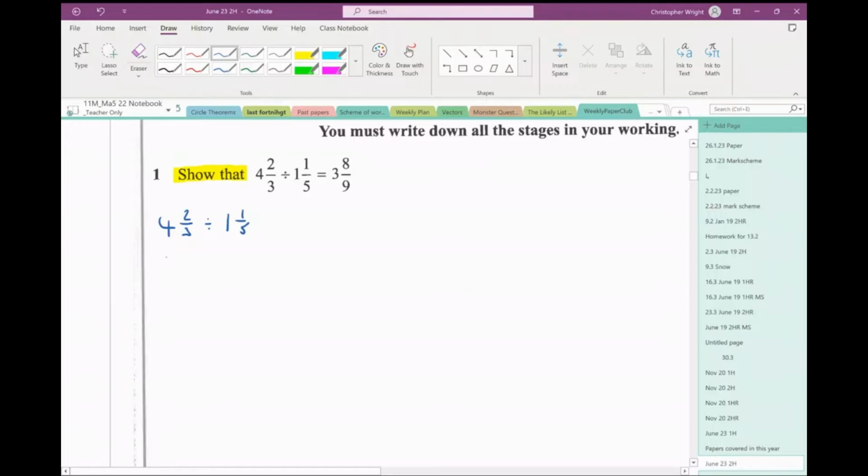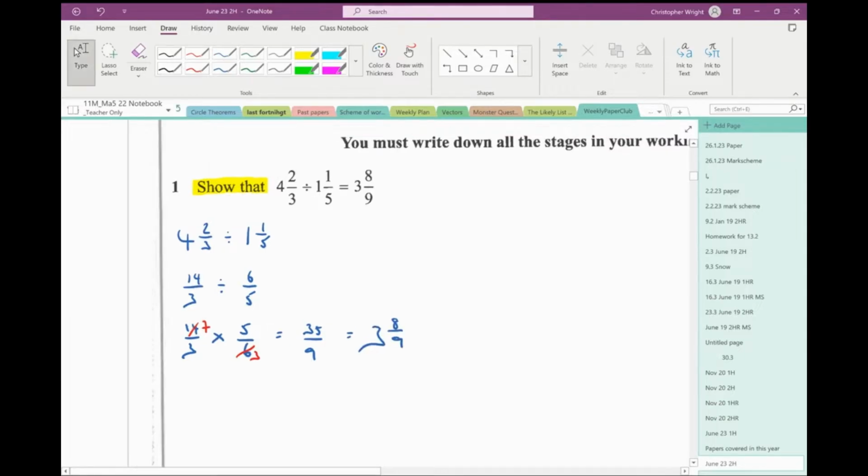So I'm going to turn these mixed numbers into improper fractions. Now I'm going to keep, change, and flip. Now I'm looking for cancelling. 2 goes 3 times, 2 goes 7. Now I'm going to do top times top, 35. Bottom times bottom is 9. 35 over 9 is 3 8/9, which is what I was asked to show. So that is number 1.